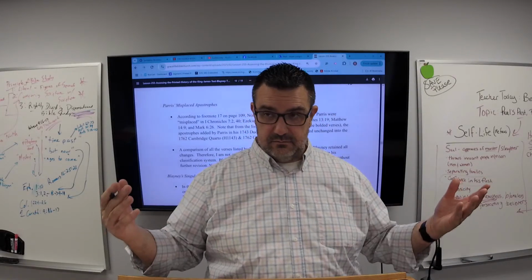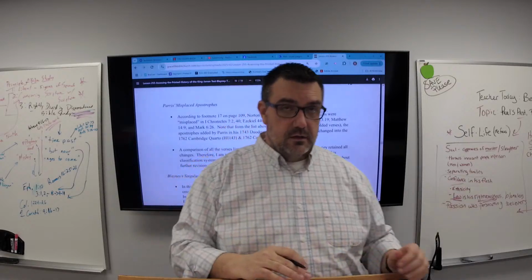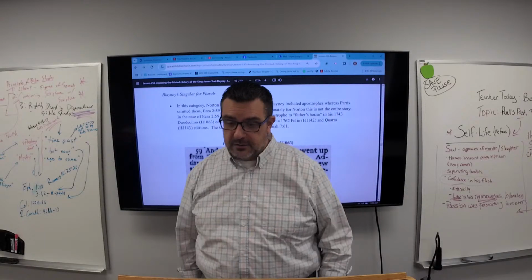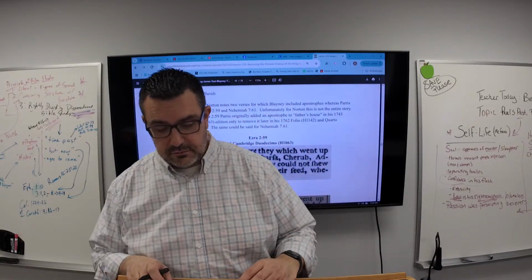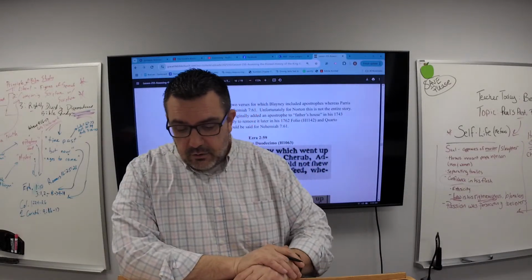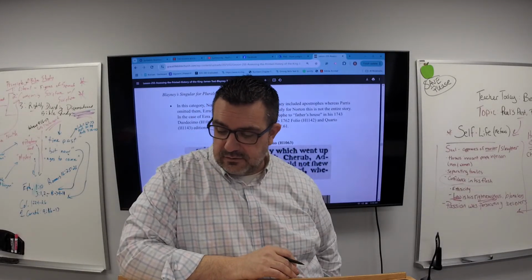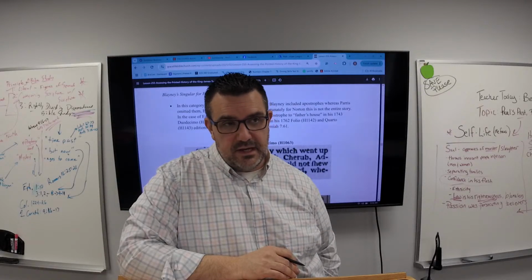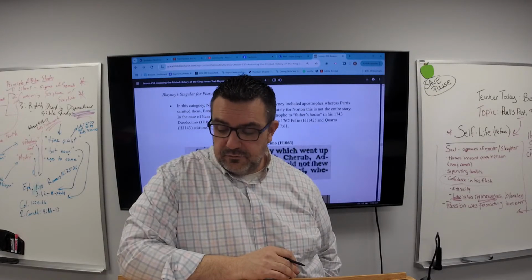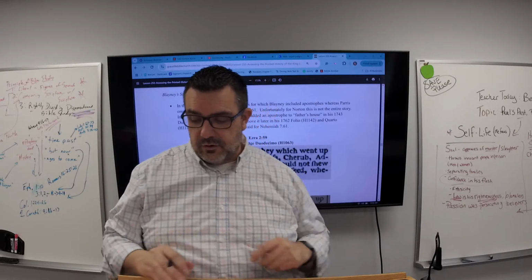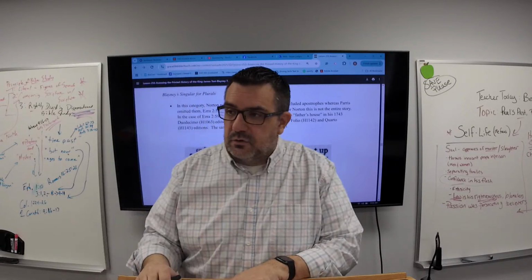Does that make sense? Okay? If that's clear, we can move on. The next category is Blayney's singular for plurals. In this category, Norton notes two verses for which Blayney included apostrophes, whereas Paris omitted them: Ezra 2:59 and Nehemiah 7:61. Unfortunately for Norton, this is not the entire story.